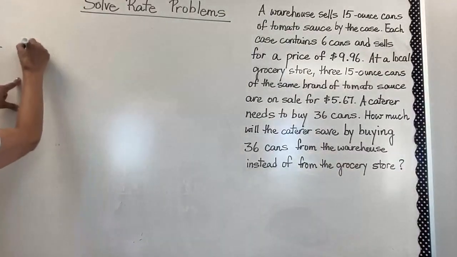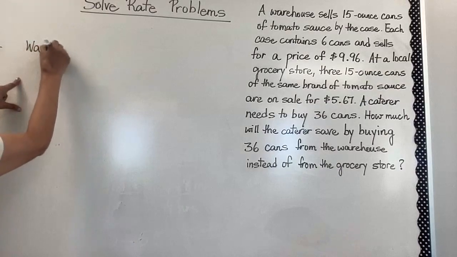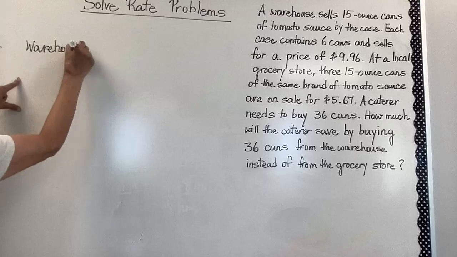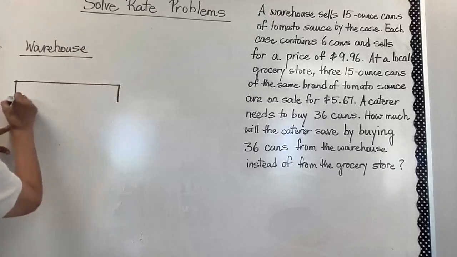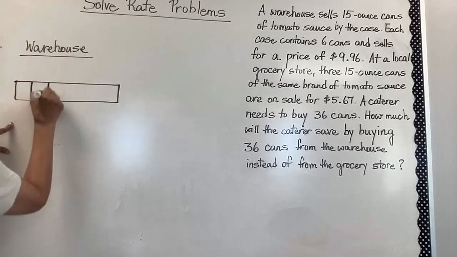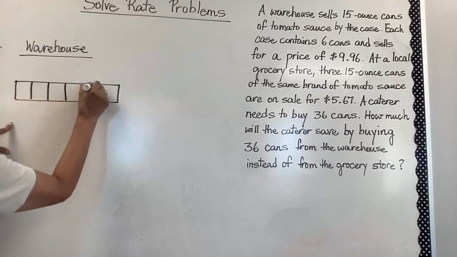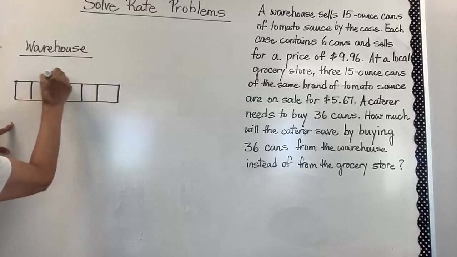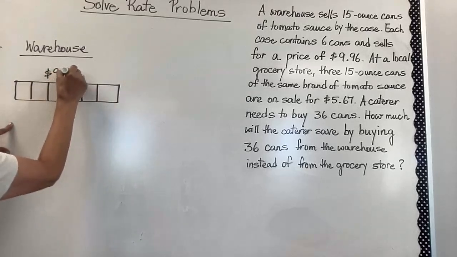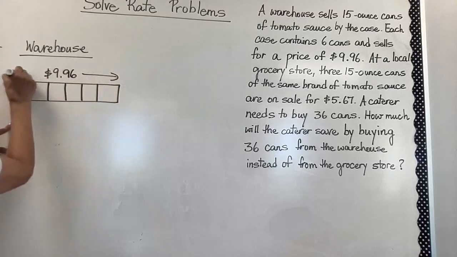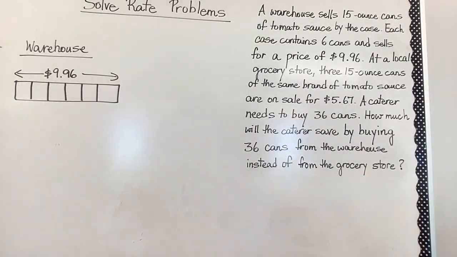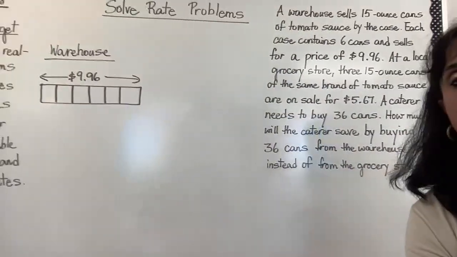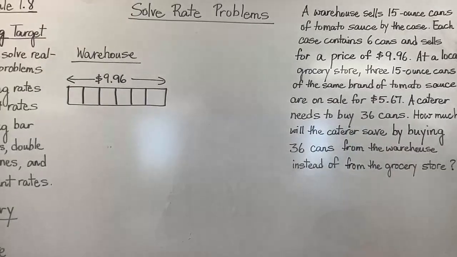So making a bar diagram for the warehouse, and for 6 cans, 1, 2, 3, 4, 5, 6, it is $9.96. Okay, this is for 6 cans for $9.96. All right, then I have the grocery store.